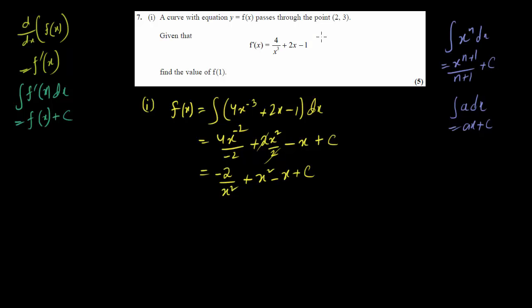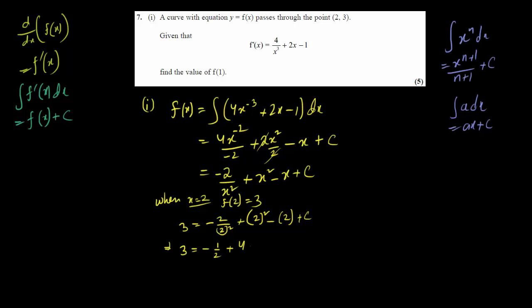That means when x equals 2, y equals 3. So when x equals 2, y equals 3, that means f(2) equals 3. So let's put the value. So 3 equals minus 2 by 2 squared, putting the values of x, plus 2 squared minus 2 plus c. That turns out to be 3 equals minus 2 by 2 squared, which is half, plus 4 minus 2 plus c.